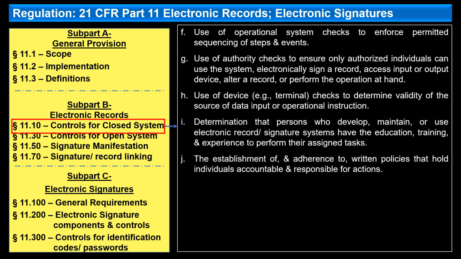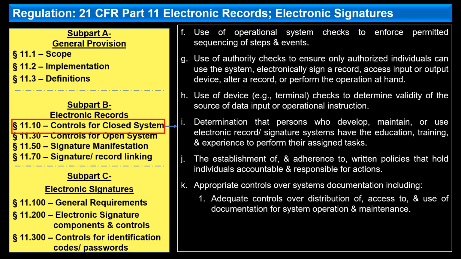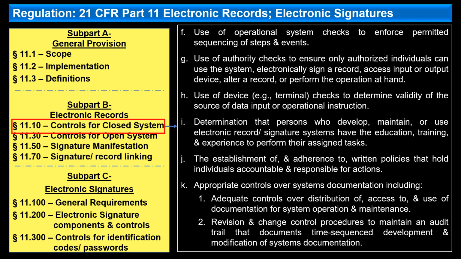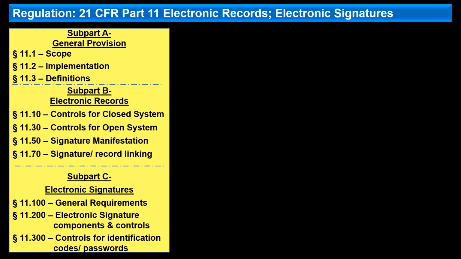The establishment of and adherence to written policies that hold individuals accountable and responsible for the actions related to their electronic signatures. Appropriate control over system documentation, including adequate controls over distribution of, access to, and use of documentation for system operation and maintenance, and revision and change control procedures to maintain an audit trail that documents time-sequenced development and modification of system documentation.